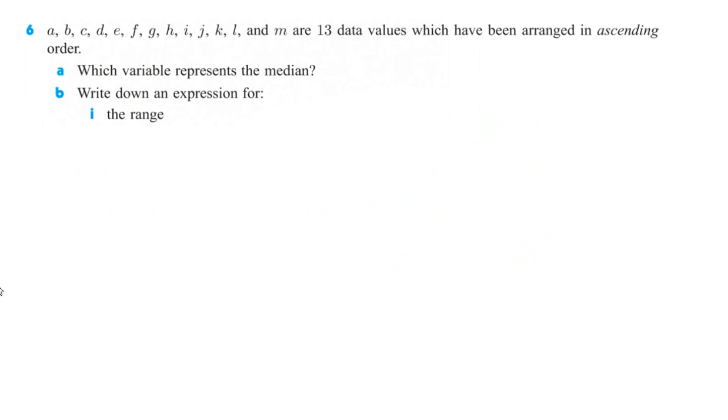All right, moving on to number 6. A through M are 13 data values which have been arranged in ascending order, meaning starting with the smallest and ending at the biggest. Which variable represents the median? So that would be the middle of 13.